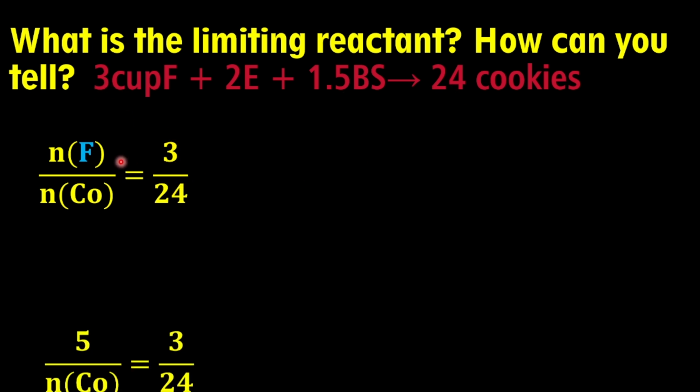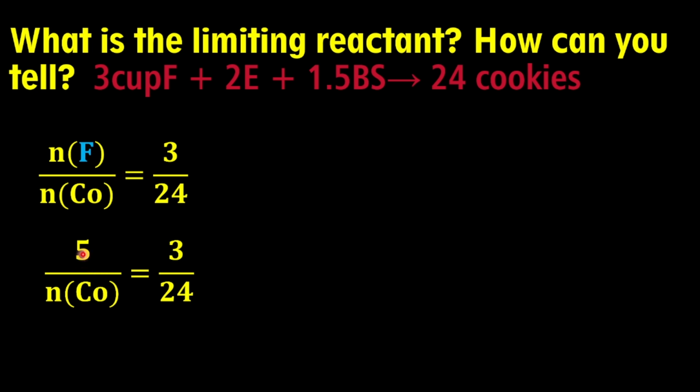So what we do now, from the question, we're given 5 cups of flour. That is the moles of the flour, which is 5 here, is equal to the ratio given. So we determine that of the cookies. So n of cookies will be equal to 5 times 24 divided by 3, and that will give us 40 cookies. We are not done. We have to write the mole ratio between the second reactant here and the product, for which we have to determine that of the product.